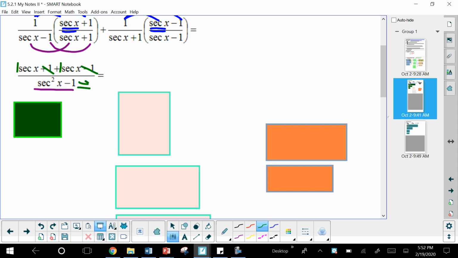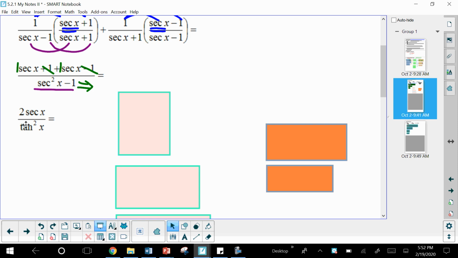And then check out your denominator. This should look familiar to you. Go back to your notes, find your identities. What does secant squared x minus 1 give me? Hopefully you found that it equaled tangent squared x. That's one of our Pythagorean identities. So in the numerator, we have 2 secant x, and the denominator is tangent squared x.